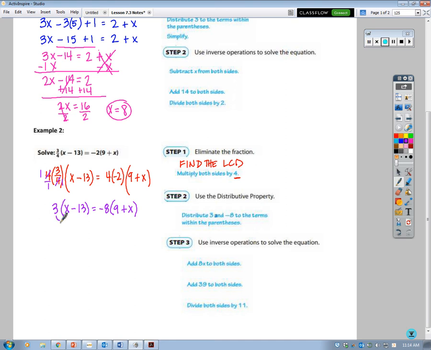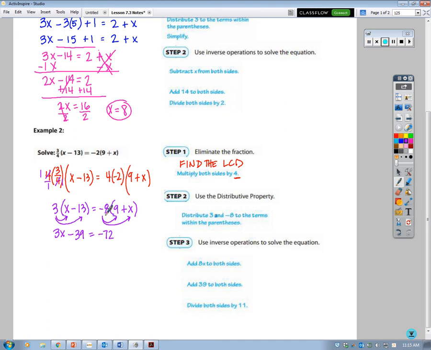So I'm going to distribute the 3 inside the parentheses here and distribute that negative 8 inside the parentheses here. So I've got 3 times x, which is 3x, minus 3 times 13, which is 39, equals negative 8 times 9, which is going to be negative 72. Common error that we make, guys, is we lose our negative signs and we forget our rules for multiplying and dividing negatives. So make sure that you are keeping track of those.